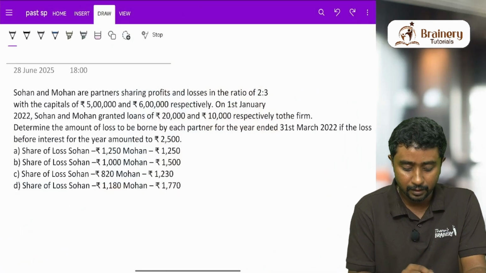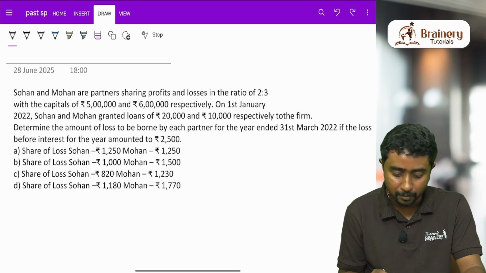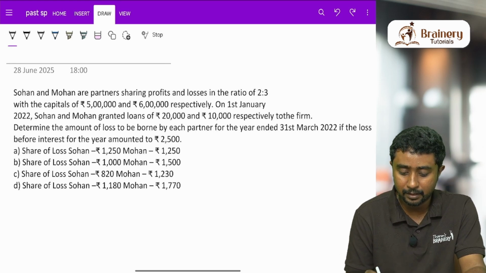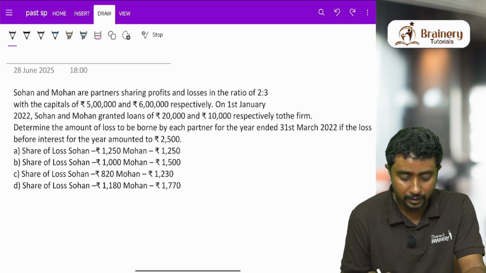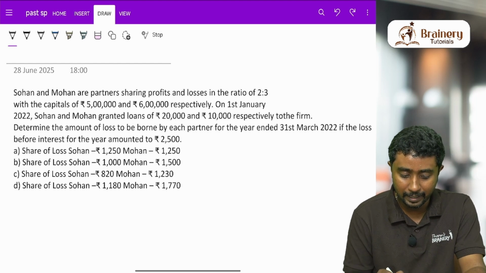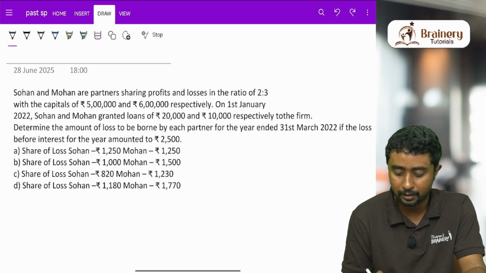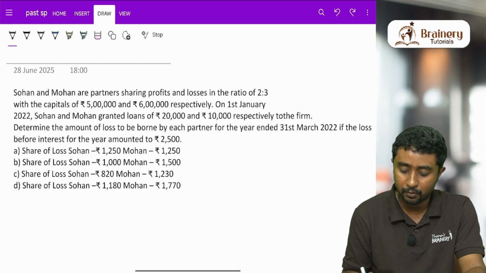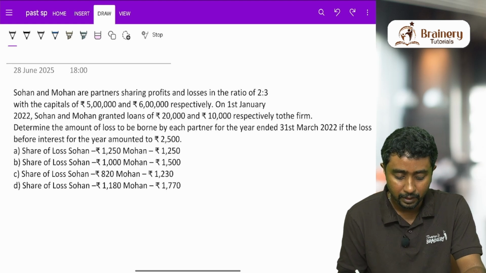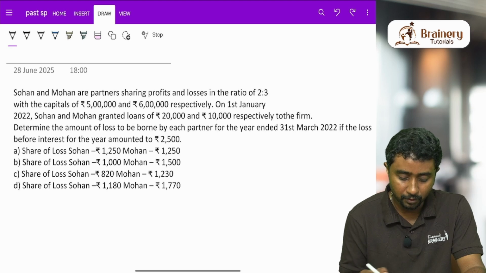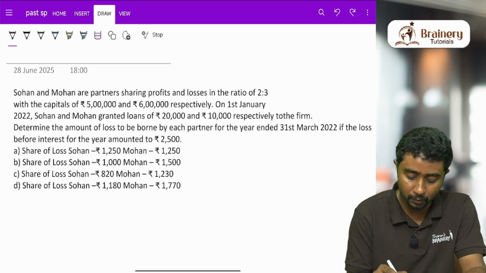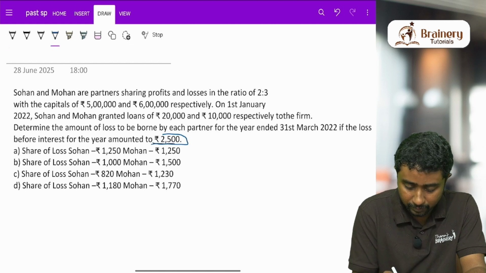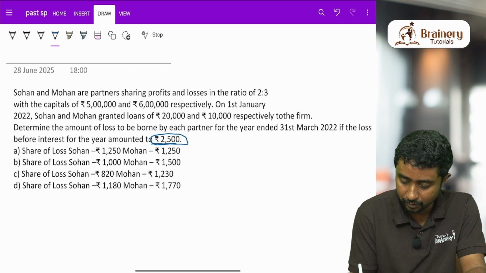As you can see on the screen, there are two partners, Sohan and Mohan, sharing profits and losses in the ratio of 2:3 with capitals of rupees 5 lakhs and 6 lakhs respectively. On 1st January 2022, Sohan and Mohan granted loans of 20,000 and 10,000 respectively to the firm. Determine the amount of loss to be borne by each partner for the year ended 31st March 2022, if the loss before interest for the year amounted to rupees 2500. As you can see here, 2500 is the loss that the firm is suffering.